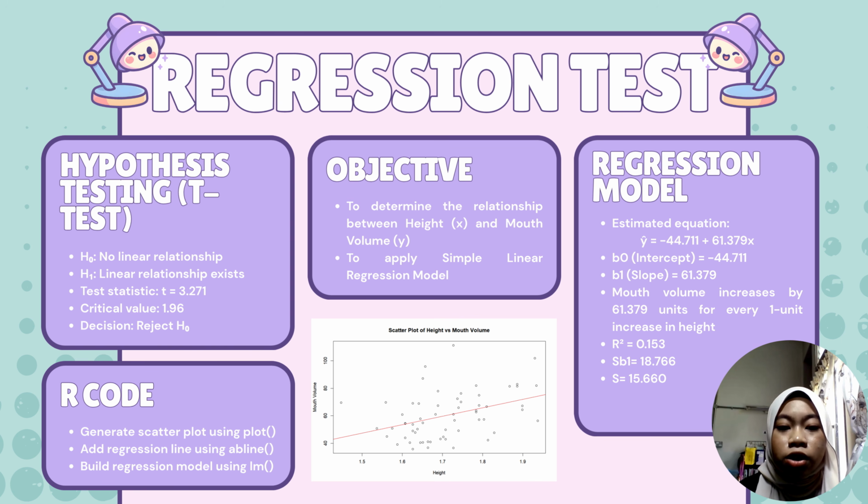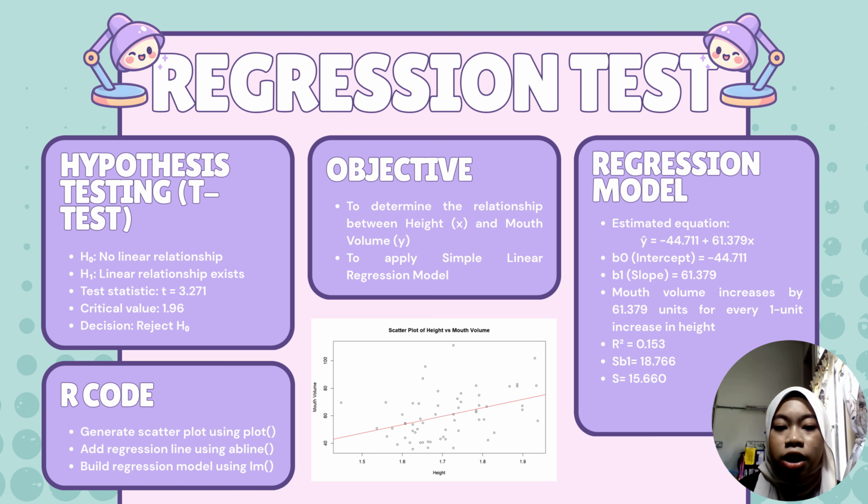Then the coefficient of determination, r squared, equals 0.153, which shows that only 15.3% of the variation in mouth volume is explained by height, indicating a weak linear relationship. The standard error SB1 equals 18.766, representing the uncertainty of the estimated slope, while the regression standard error equals 15.660, showing that the actual values differ from the predicted values by approximately 15.660 units on average.